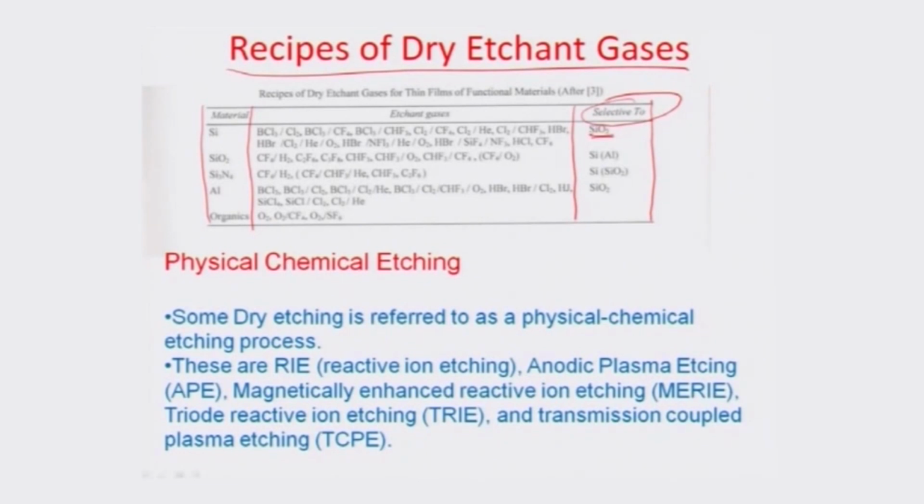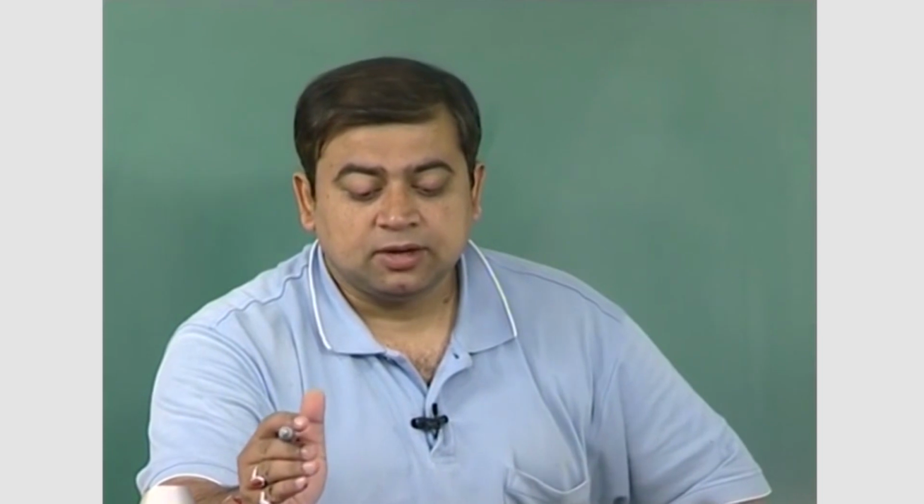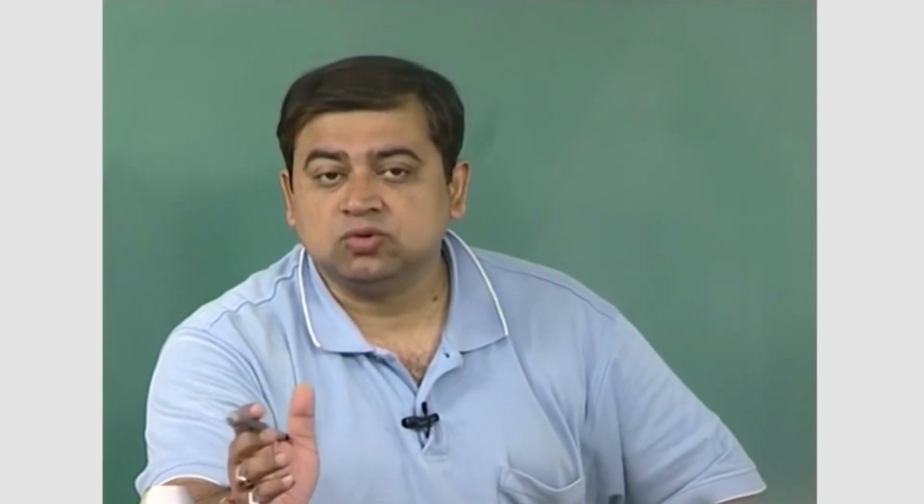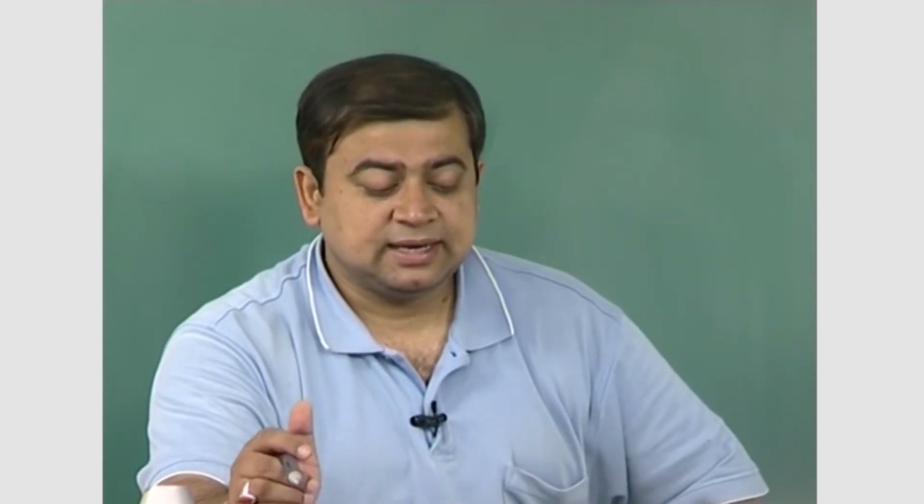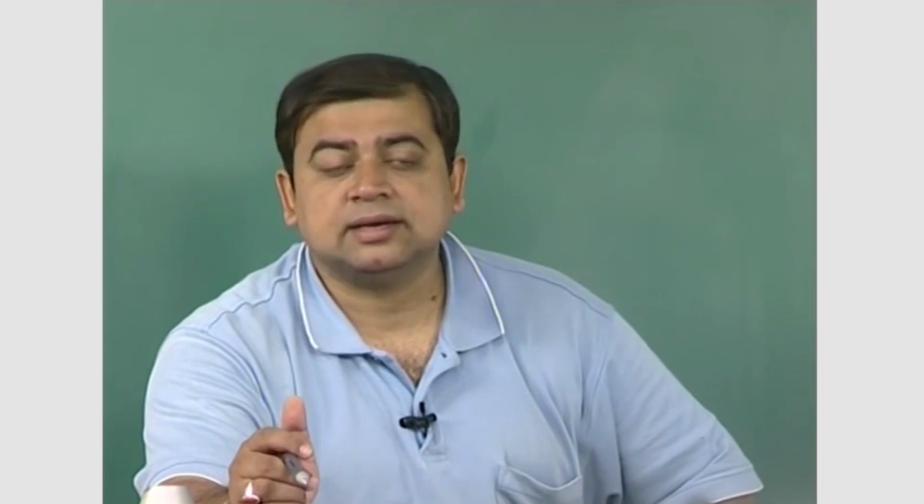Another very interesting example of etching is physical chemical etching, which is actually a combination of a chemical gaseous environment with some degree of mechanical or physical movement of the gases, and this comes into existence because of a state of matter called the plasma.